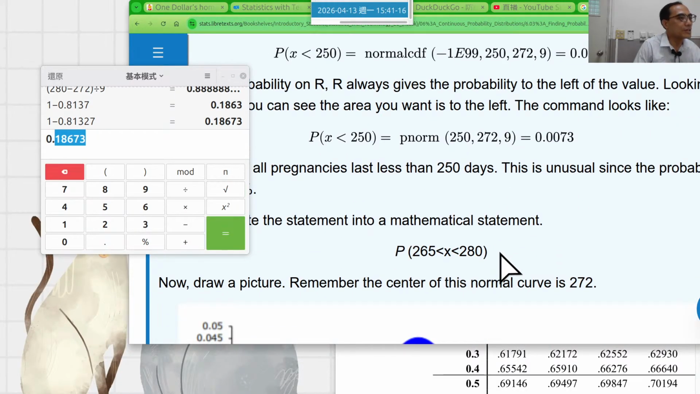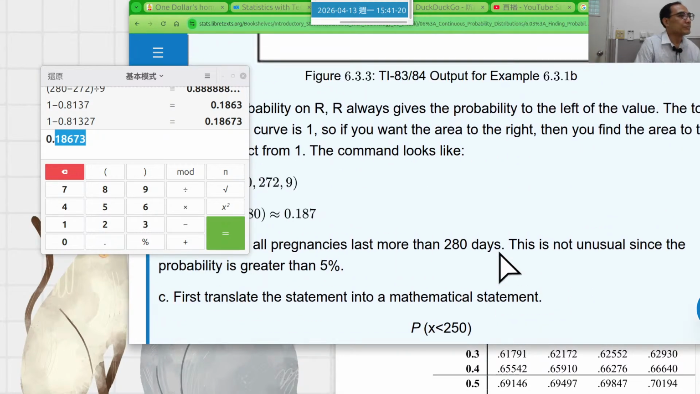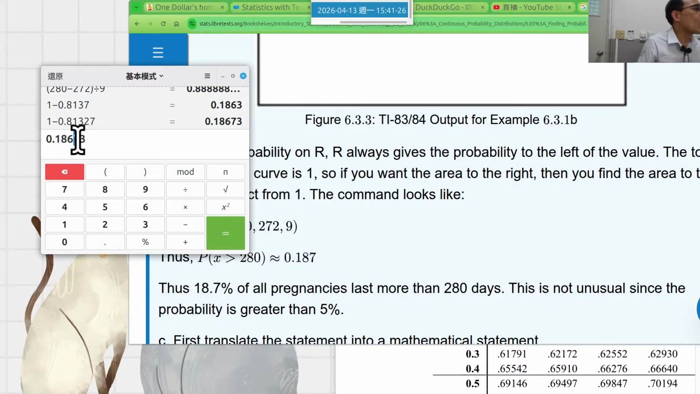The result is 0.187. Yes, when we round the number from 4 decimals to 3 decimals, it will be 0.187. So thank you for the reminder.